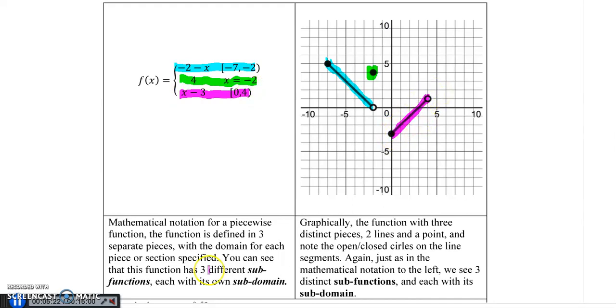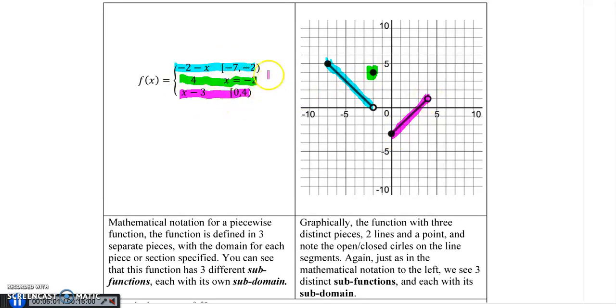If you look down in the words here, it talks about how we have different sub-functions. As a part of the big function, we have those three functions, the blue part, the green part, and the purple. Each of those has a subdomain and a domain restriction like we talked about yesterday. So we're restricting the x values. For the blue one, this function will only appear between when x is -7 and x is -2. In the green part, only when x is -2. And in the purple part, only when x is between 0 and 4.